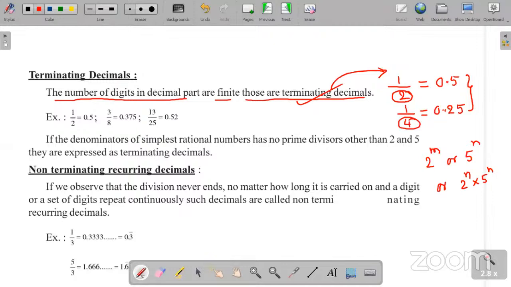Very simple test. Given a rational number, whether it is a terminating decimal or not, with the help of this we can check. Just look for the denominator. If the denominator is 2 to the power of m or 5 to the power of n or both, 2 to the power of m into 5 to the power of n form, then they are terminating decimals.